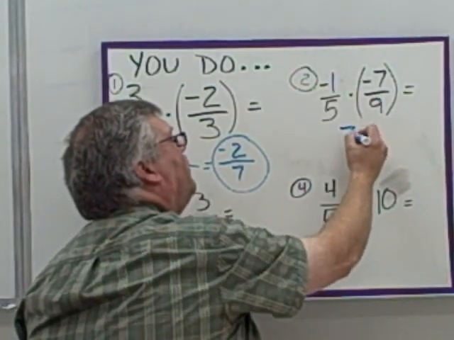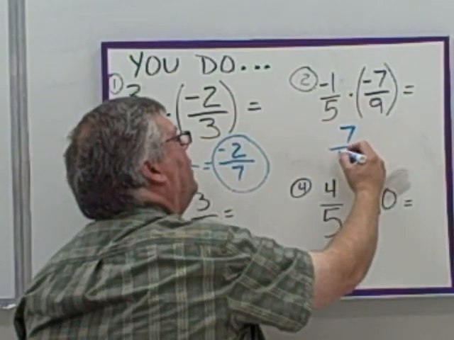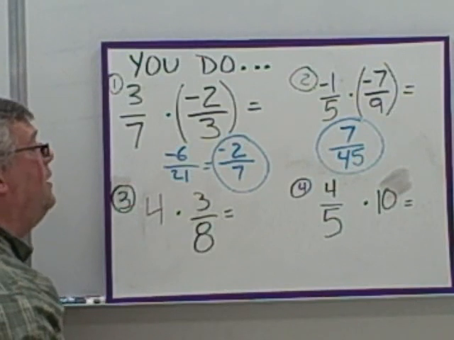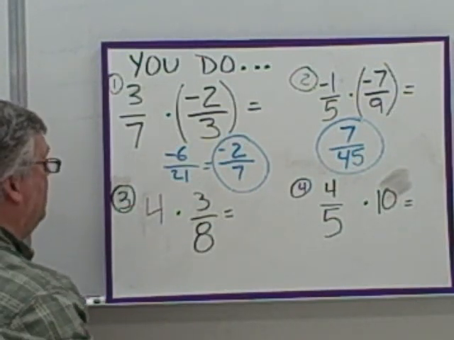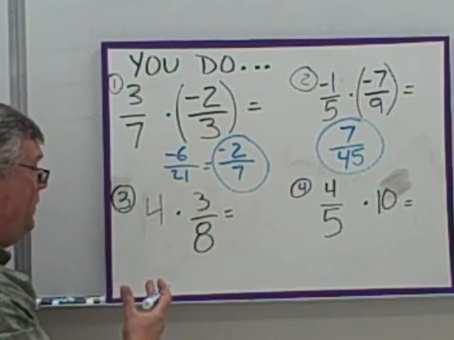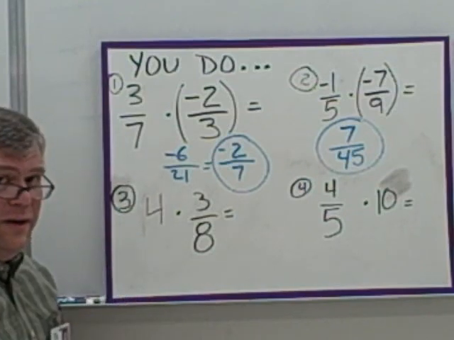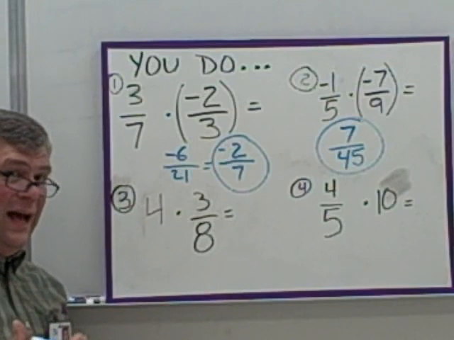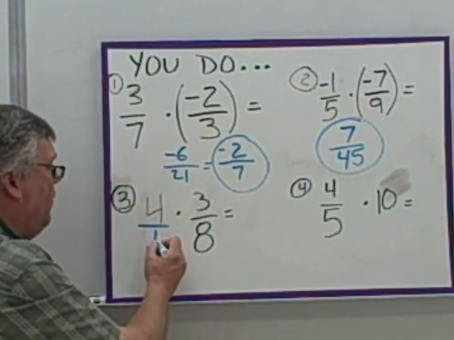Over here at number 2, negative times negative, I'm going to have a positive answer. 1 times 7 is 7. 5 times 9 is 45. No common factors between those two, so the answer is 7/45. Now here, you may have been confused because you saw a whole number, not a fraction here. Well, remember, every whole number can be written as a fraction by putting it over 1.